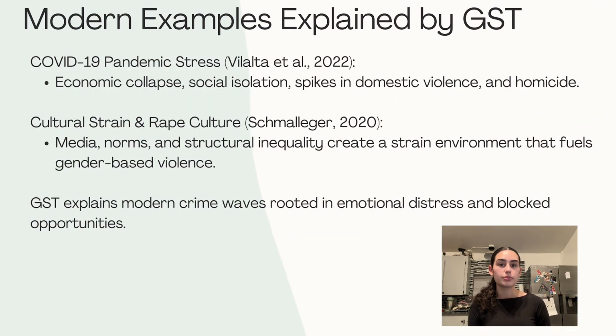Modern examples. Strain theory also explains modern crime trends. During the COVID-19 pandemic, economic hardship and social isolation increased domestic violence and interpersonal conflicts, just as GST would predict. We also see strain in broader cultural patterns. Our textbook notes that structural inequalities, cultural norms, and gender dynamics contribute to what it calls rape culture, which increases the likelihood of sexual violence, and strain leads to emotional distress, which increases the likelihood of aggressive or harmful behavior.